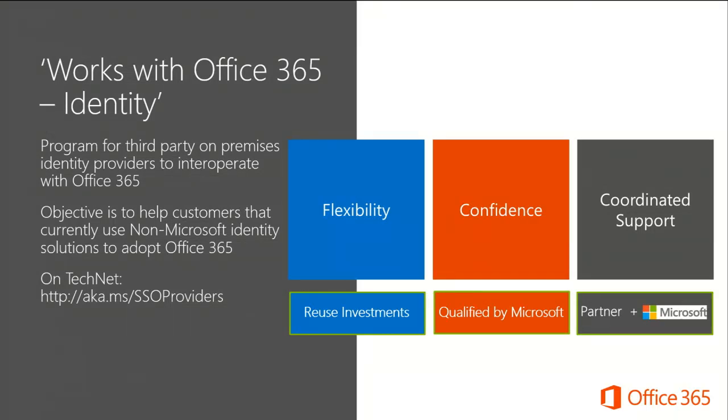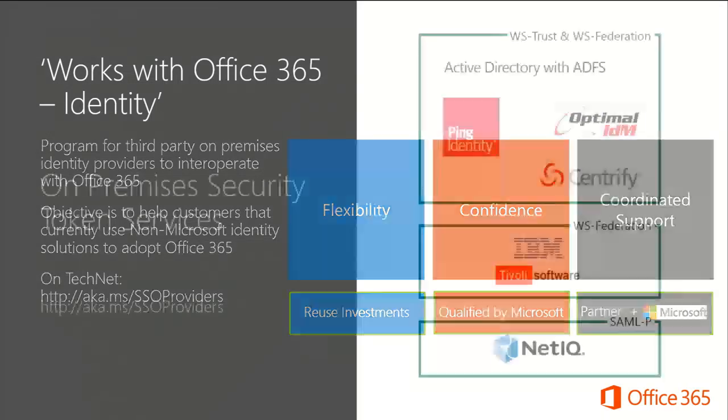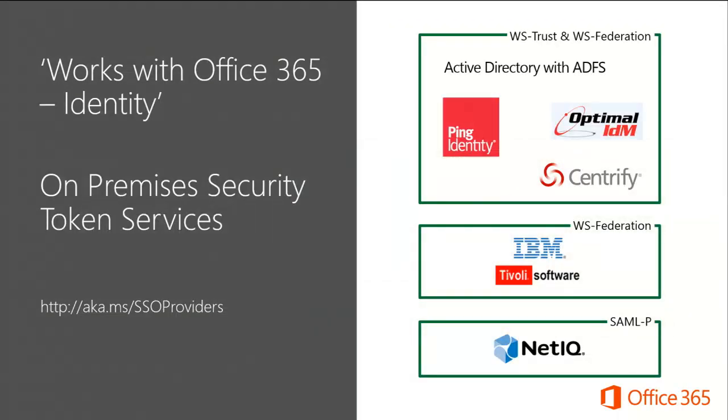If there's an issue with the on-premise identity provider, the third party, we'll hand off support to that third party, of course, for them to support their product. And we'll make sure that that support is coordinated between the identity provider and Microsoft. So we have a list of some of the identity providers on TechNet, aka.ms/SSO, providers that we've worked with, and any things that you need to be aware of when integrating with those identity providers. Here's some of the identity providers that we've integrated with.